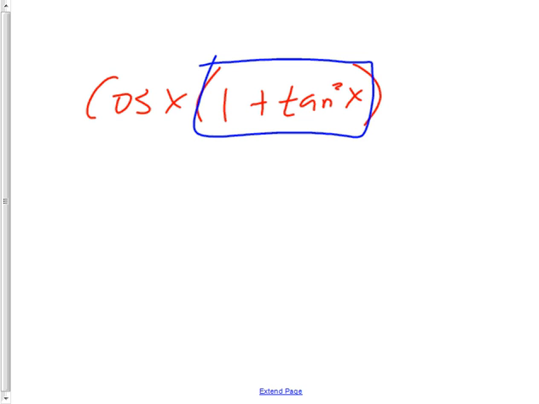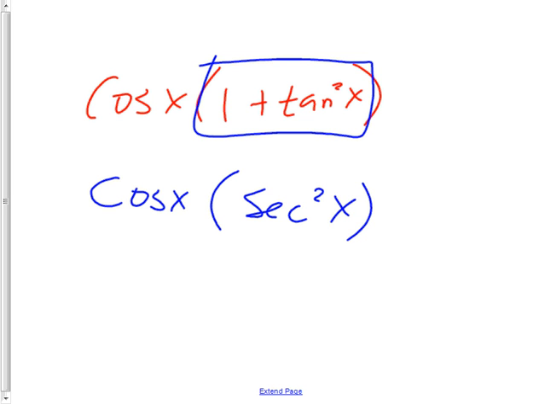Anytime you got a 1 plus and the thing is squared, that's probably one of those Pythagorean ones. So is it? What is it? It's secant or 1 over secant? It's just secant. Pretty sure it's just secant. Okay, so then, cosine of x, and this turns into secant squared of x. Remember, it's squared. Okay, would you agree?